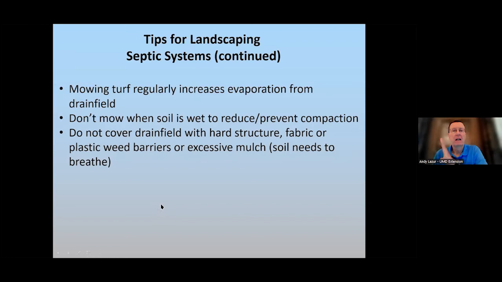Also, avoid any sort of hard structure, or certainly any sort of weed barriers over your drain field, because again, that's blocking the water, blocking the oxygen flow. Okay.